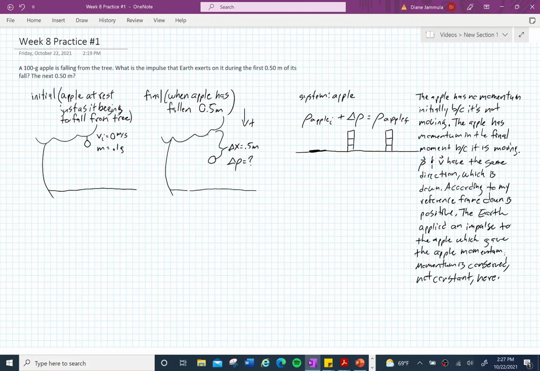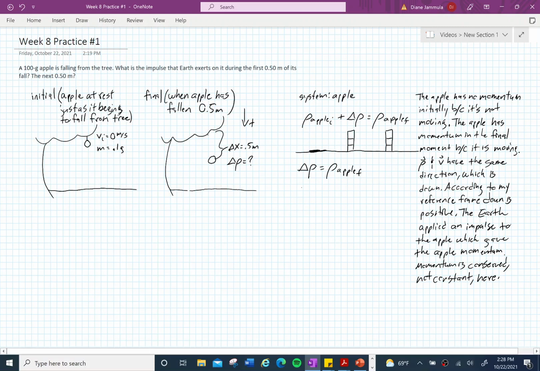Okay, so there's my explanation. I'm going to write an equation based on this bar graph. I can say that the change in momentum equals the momentum of the apple final. Notice my subscripts and that I'm being consistent with all this labeling. I can elaborate on this equation.